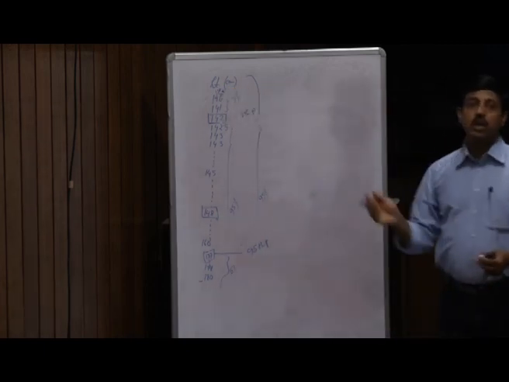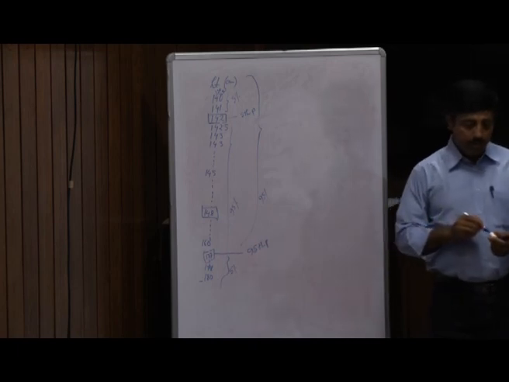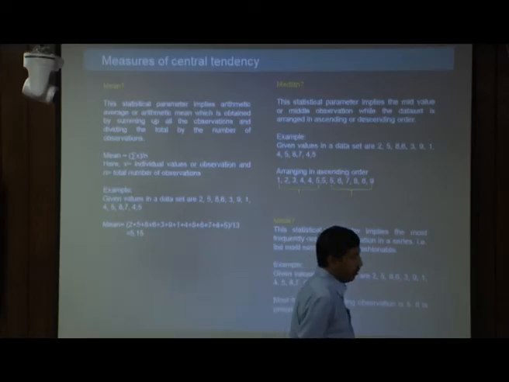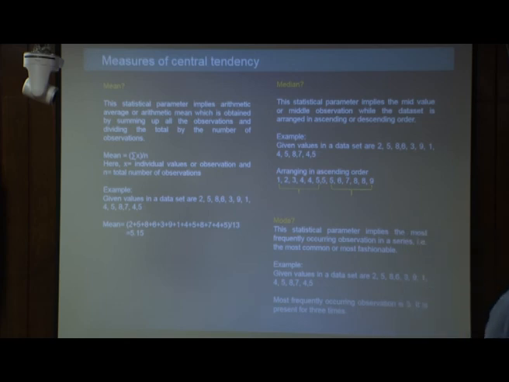If one or two values at the two ends are very small or very large, then what will happen? Due to the presence of those data, the average value, or arithmetic mean, does not show the central tendency. In that case, the median will be a better representative of central tendency.